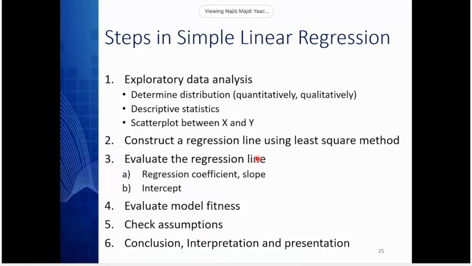The regression line, remember, involves 2 components, right? One is the intercept a and also the slope beta. So we evaluate both the intercept and the regression coefficient, or we call it the slope. Next, we evaluate the model fitness. We check the assumptions. If the model is fit and all the assumptions are fulfilled, then only can we conclude, interpret, and present the results.